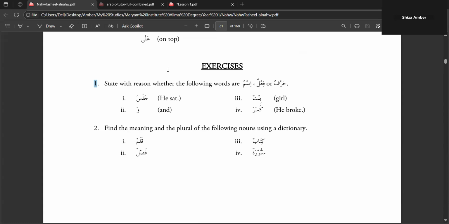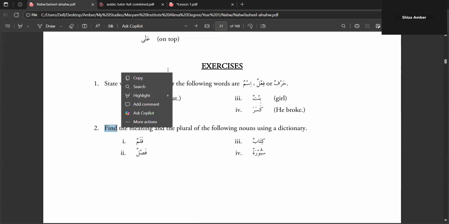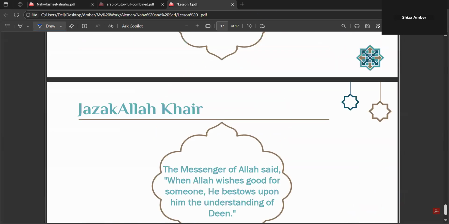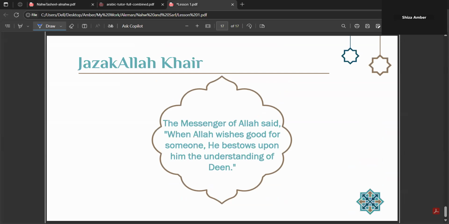Okay. I can do this favor because I haven't taught you how to make plurals right now, because this is something which will come in Surf. So I just want you to find the meaning of all these words. Okay. So, Isa, are you following? Is it difficult? Yes, it's not that difficult.